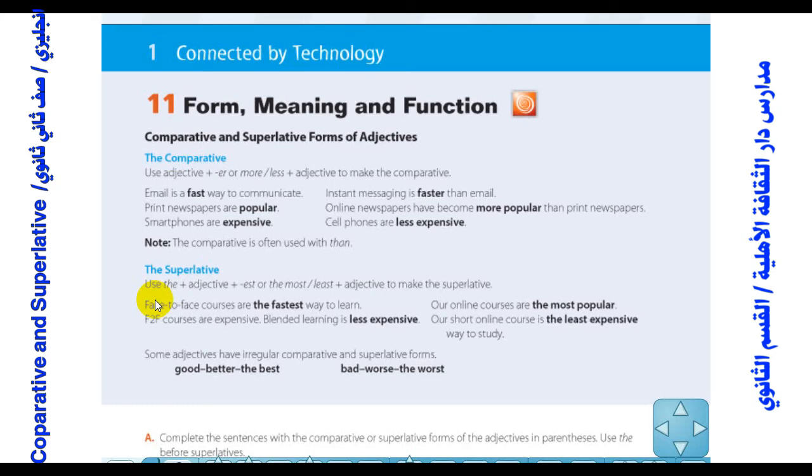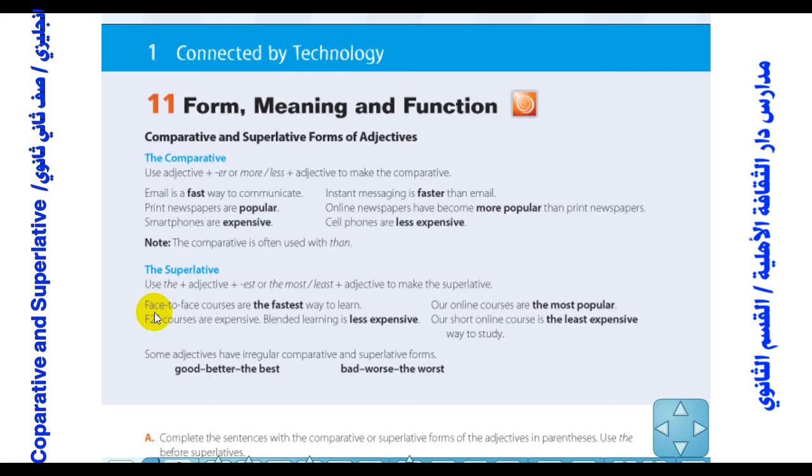Another example, Jupiter is the biggest planet in our solar system. Notice that in the word biggest, we have doubled the G letter. History is the easiest subject for me. Okay.